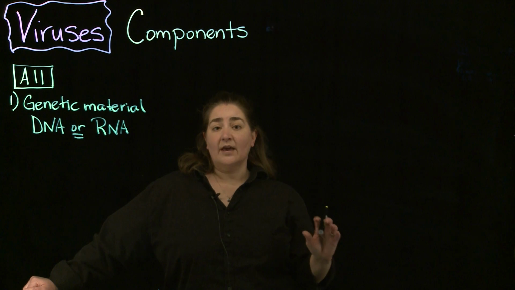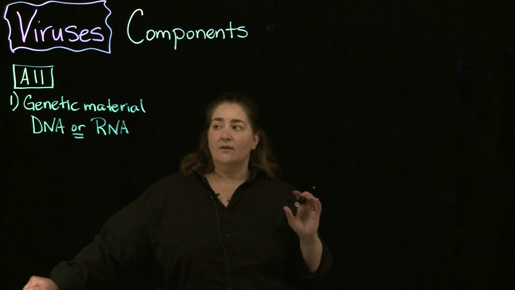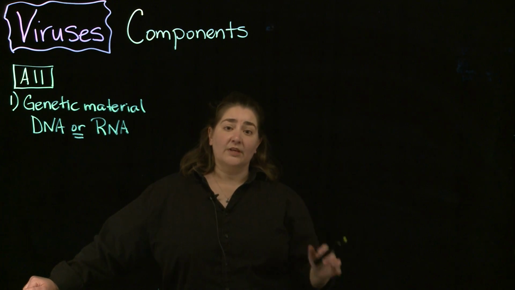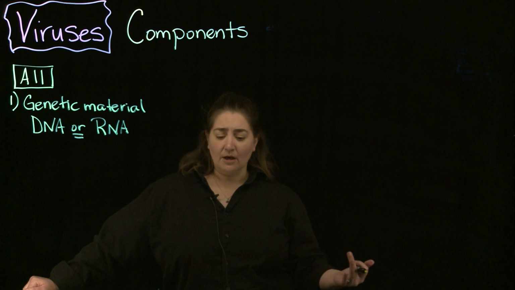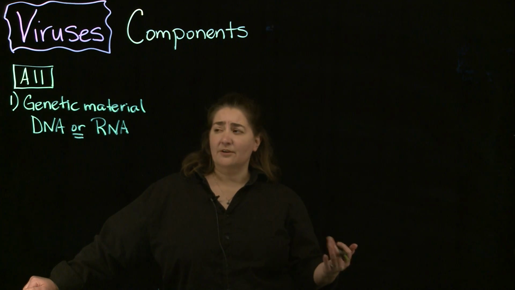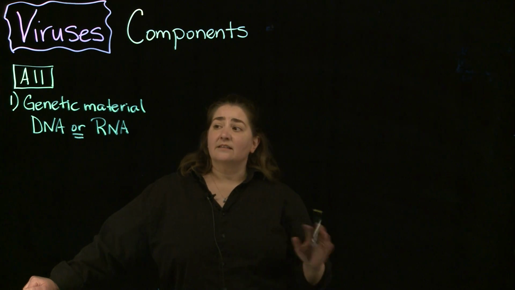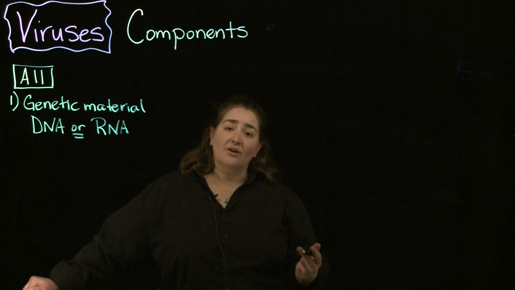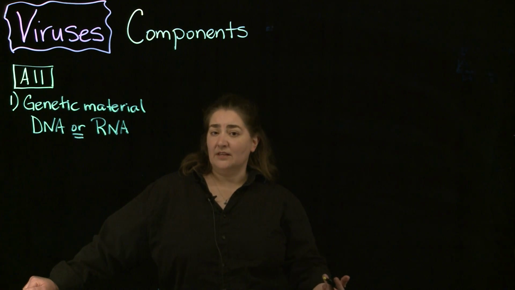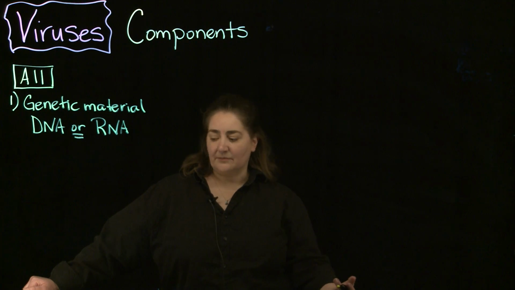This is something else that's unique with viruses. Cells are going to have both DNA and RNA associated with them. Viruses have one or the other. There are some RNA viruses, like the HIV virus. There are some DNA viruses, and the genetic material has to be one of those two. There aren't any viruses, at least that have been identified so far, that have both RNA and DNA in them.